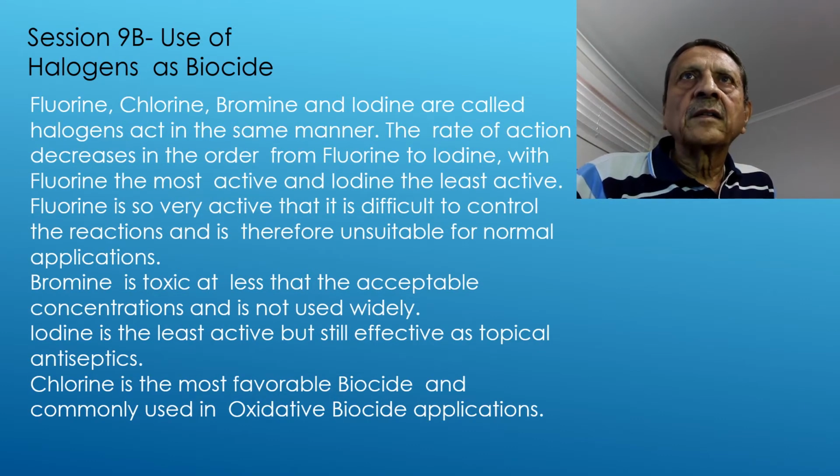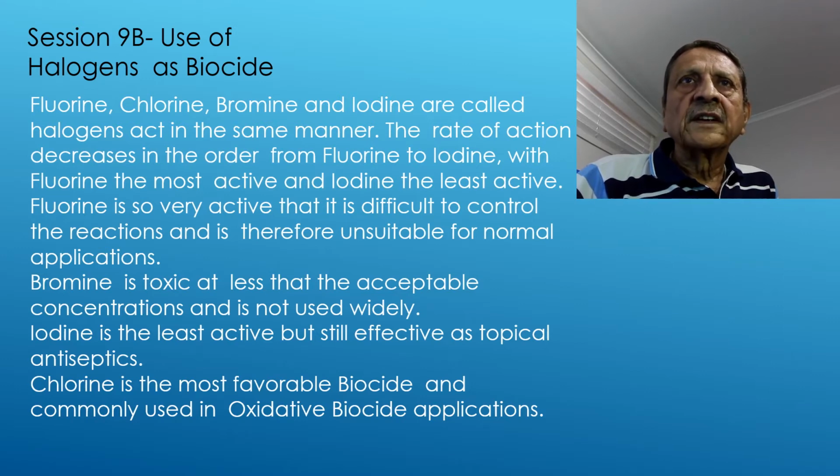Fluorine, chlorine, bromine, and iodine are called halogens. They all act in the same manner. The rate of reaction decreases in the order from fluorine to iodine, with fluorine the most active and the iodine the least active. Unfortunately, fluorine is so very active that it is virtually difficult to control the reactions and therefore unsuitable for normal applications.